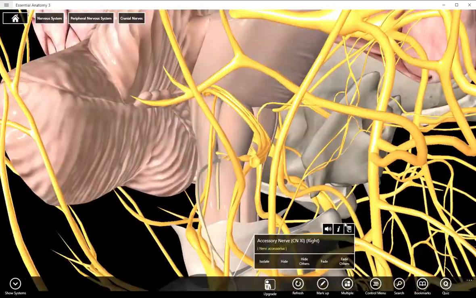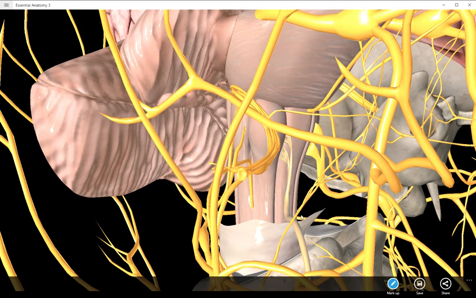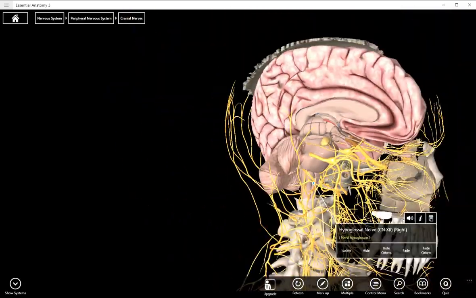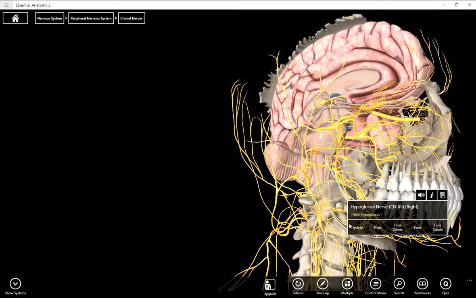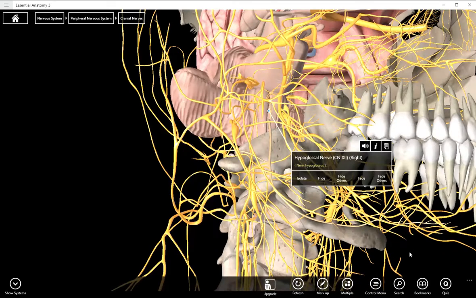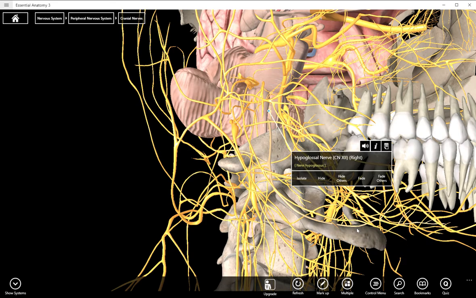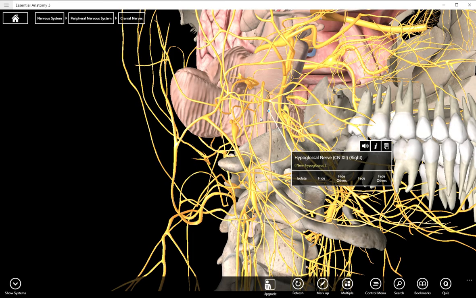So our last one is hypoglossal, which is right there, hypoglossal nerve. And that will probably disappear somewhere in your mouth because it innervates your tongue. So let's follow it. Yep, there it is. Oh, the thing's covering it up. Hypoglossal nerve ends right here where we would expect our tongue to be. So those are the 12 cranial nerves.